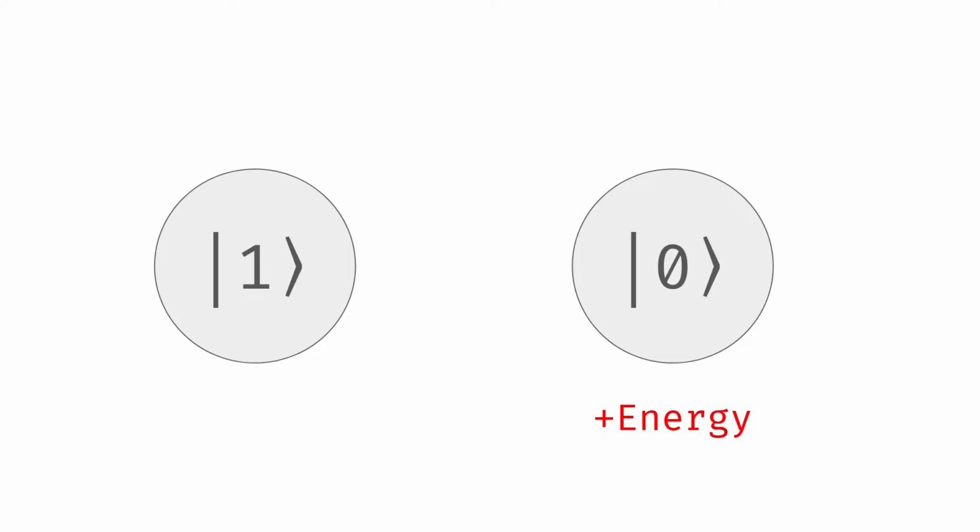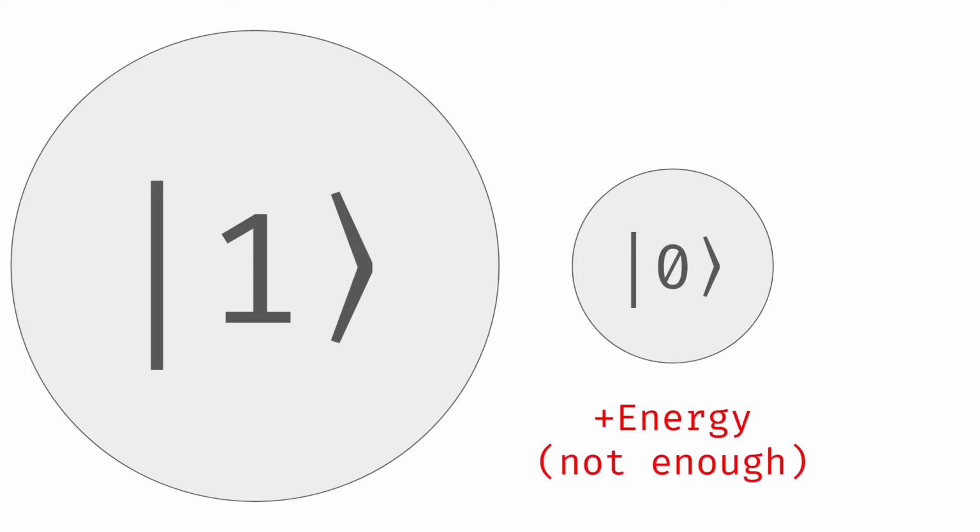Well, remember what physically happens when an electron is in the Rydberg state. Its electron shell gets huge because it's a super high energy state. And that big electron shell means that other nearby or sufficiently close qubits need more energy to enter the Rydberg state. So the energy we've given them is no longer enough, and the photons pass right through.